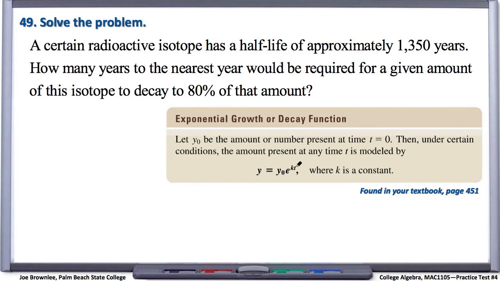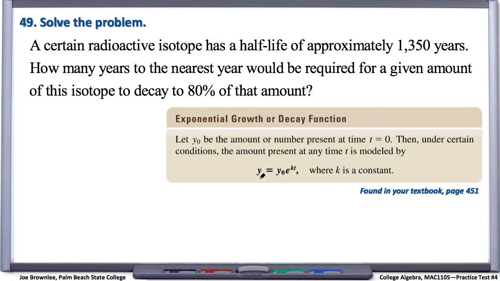So we're going to be solving for K first, because we're going to have to use this equation twice. The first time, we solve for K. Once we have the K value, that constant, that rate of decay, we can find out how many years it will take for the isotope to decay to 80% of the initial amount. So let's go through this step by step.